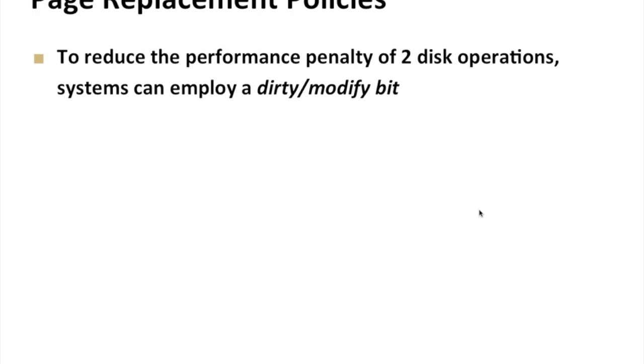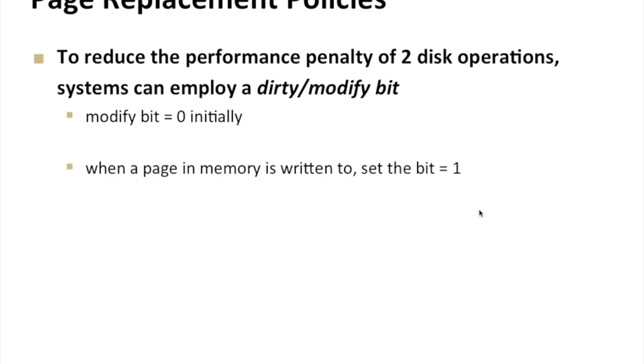How can we reduce the penalty of those 2 disk operations? Well, we can employ a dirty bit. That dirty bit is going to tell us whether or not we need to write that data back out. If we're in a code page and we're going to evict it, then more than likely we have not modified that code page because it only had code in there. So we didn't need to write it out because we already had the code on the disk.